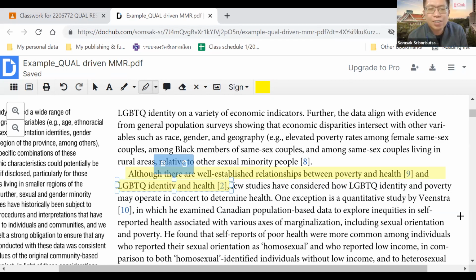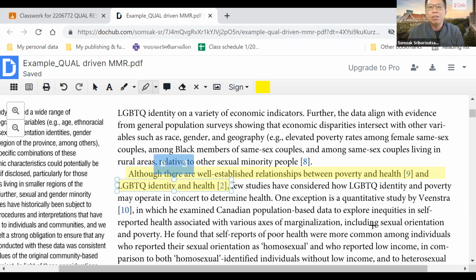Yeah, good one. Thank you, Vince. As you can see from the paragraph and the sentence that Vince showed us, this is a good example of using literature to justify or give the reason why you choose the mixed method. If you look carefully at the previous literature, they just study the relationship between poverty and health, and for LGBTQ groups, they study only identity and health. But for this research project, they study LGBTQ identity and poverty.